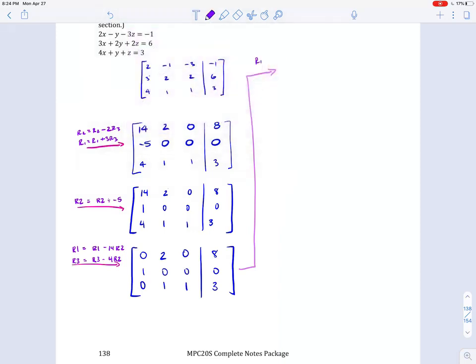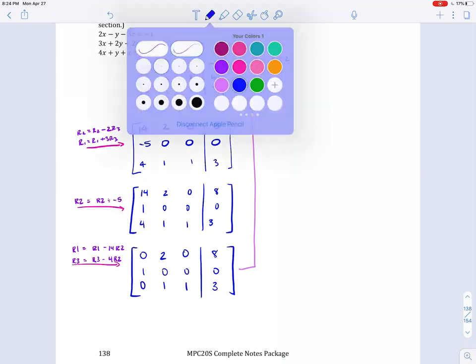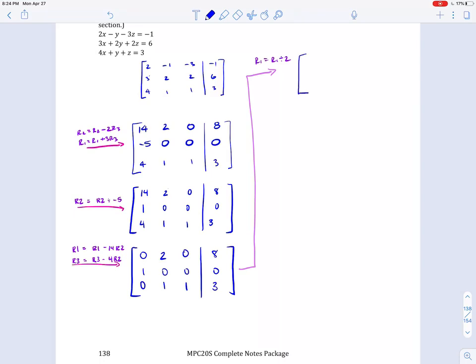Any case, here's what I'm going to do. I'm just going to take row 1 and divide everything by 2. So row 2 is staying the same. Row 3 is staying the same. And row 1 is getting divided by 2.